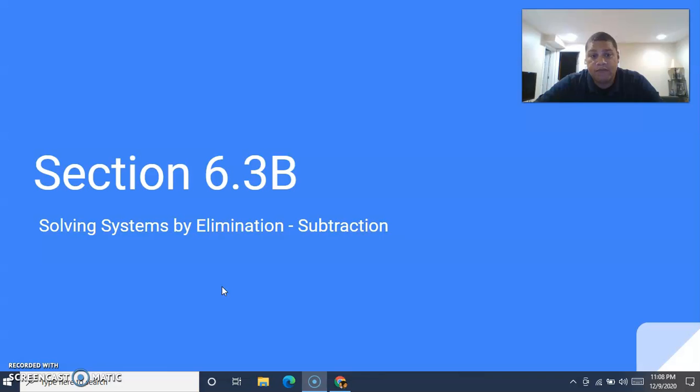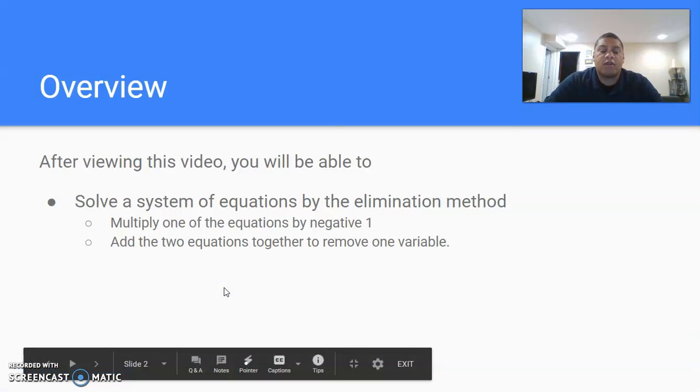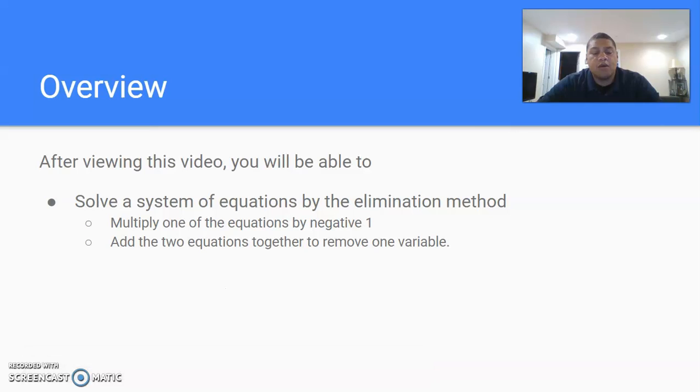Section 6.3, solving systems of equations by elimination using what used to be known as the subtraction method. Although we're not really going to subtract, but we're kind of going to, you know what, just watch. After watching today's video, my hope is that you can use this elimination method where we're going to have to multiply one of the equations by -1 and then add the two equations together like we did yesterday.